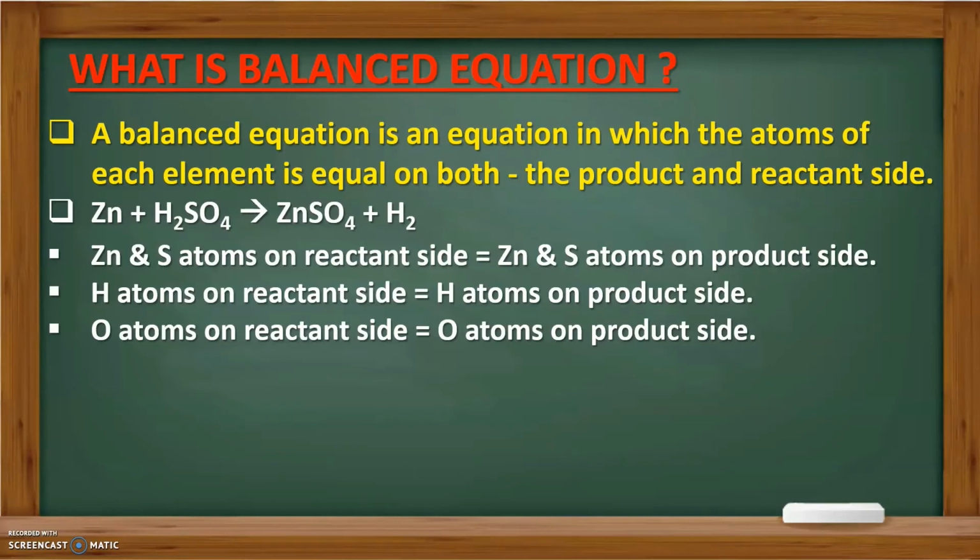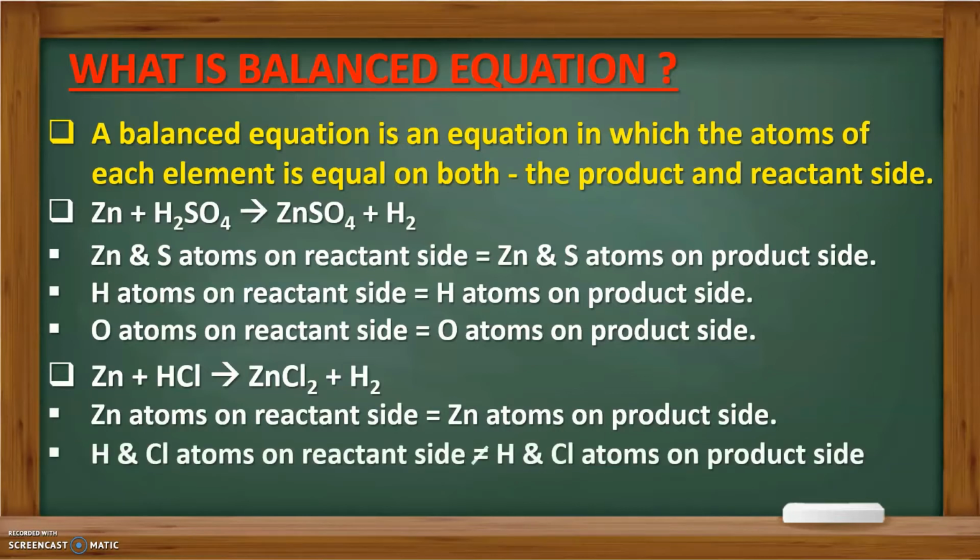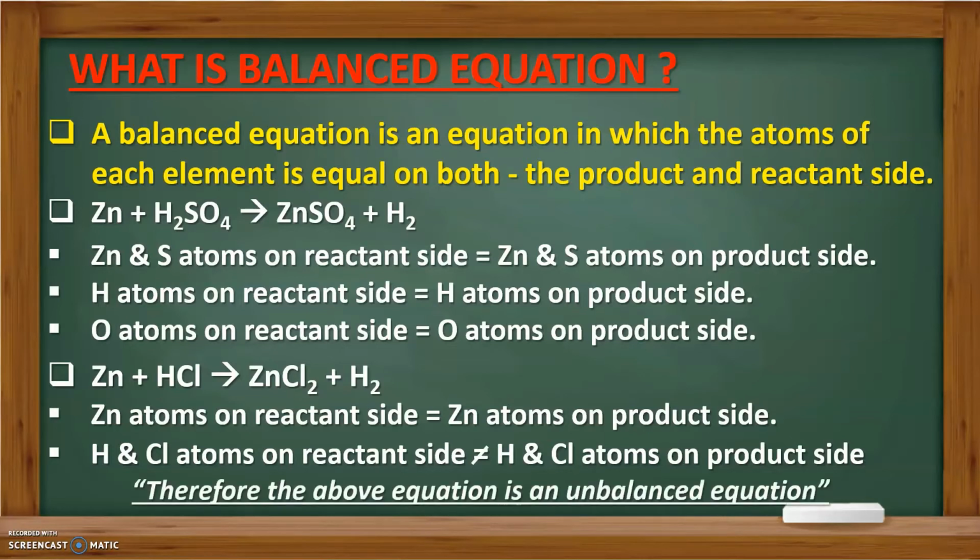Now let's take an example of an unbalanced equation. Let us take the example of zinc reacting with hydrogen chloride. The molecular equation is Zn plus HCl gives ZnCl2 plus H2. As we can see in this equation, zinc atoms on the reactant side are equal to the zinc atoms on the product side, but the hydrogen and chlorine atoms on the reactant side are not equal to the hydrogen and chlorine atoms on the product side. There is one hydrogen and one chlorine atom on the reactant side, and there are two chlorine and two hydrogen atoms on the product side. So, the above equation is an example of an unbalanced equation.